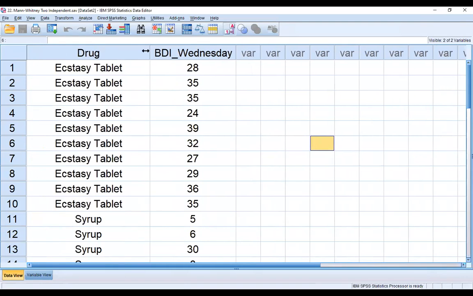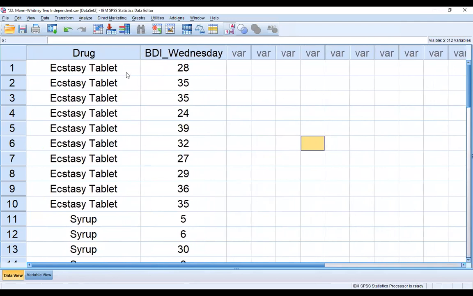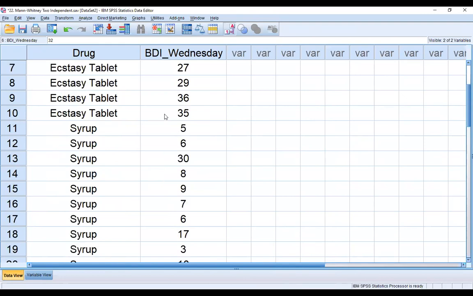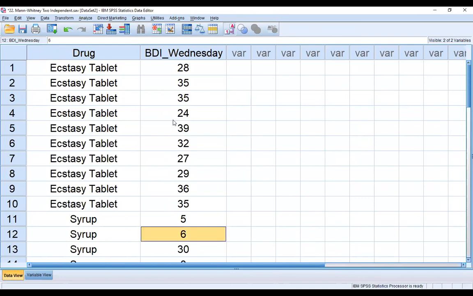So 10 patients, doctors giving the ecstasy tablet, and after 3 days, they measured the depression level of the participants. It's a score out of 50. For the Ecstasy tablet users, the score is 25, 28, 35, 35, 24, 39, 32. And those who are taking syrup, their scores are 5, 6, so there is a difference. But we cannot say whether this difference is significant or not.